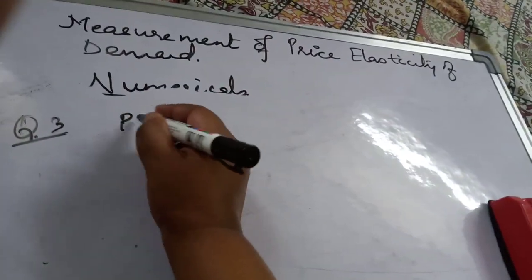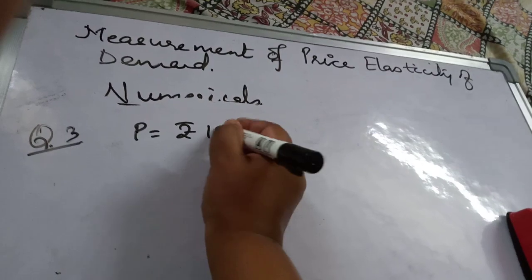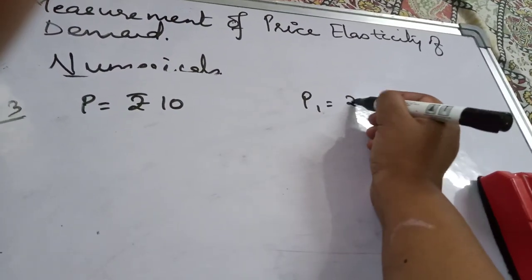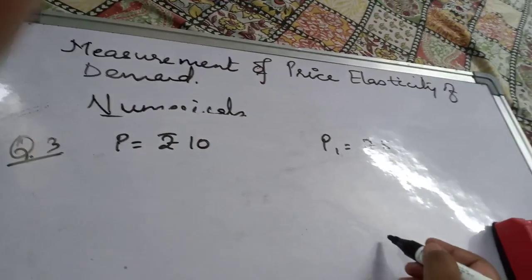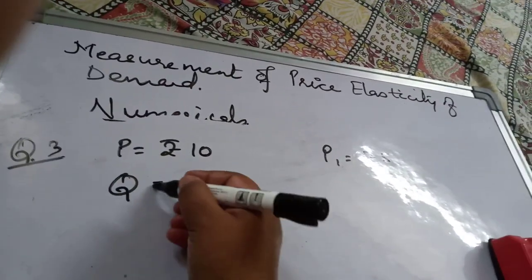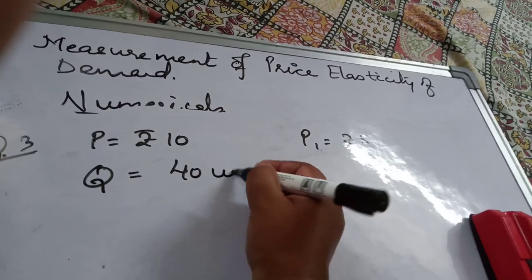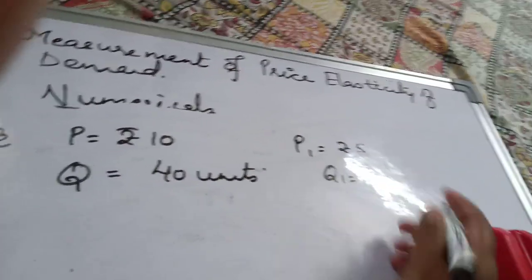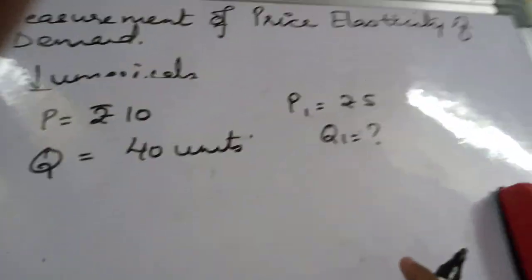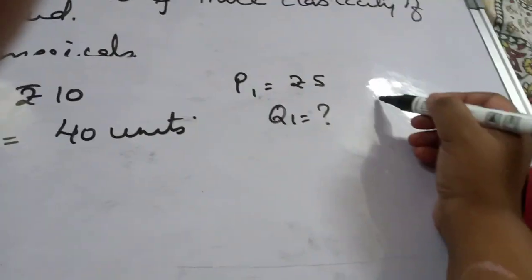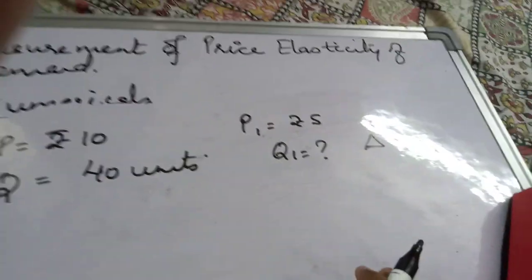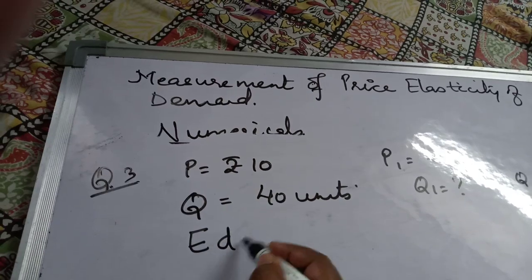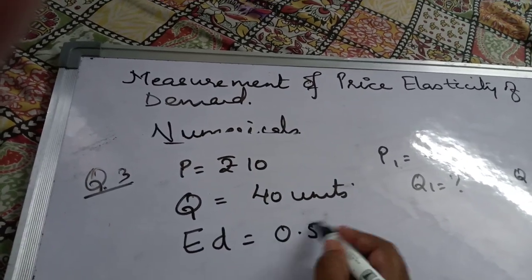The initial price is rupees 10. The new price is rupees 5. The initial quantity demanded is 40 units. The new quantity is not there, so you're going to put a question mark there. Since the new quantity is not there, you also do not know delta Q. But we know the elasticity of demand is 0.5.